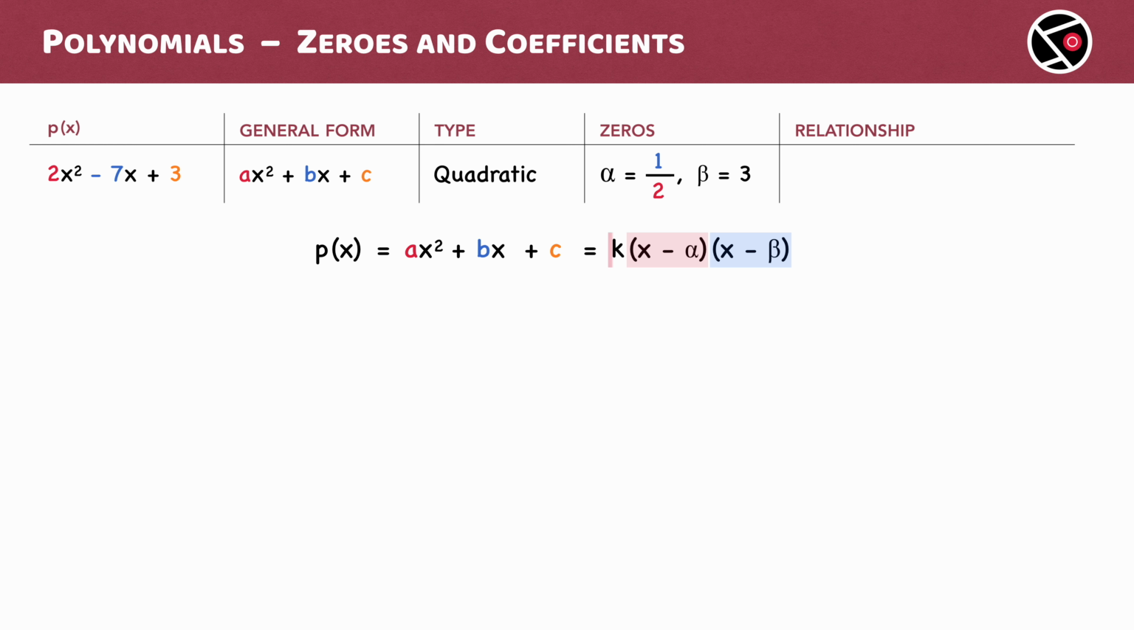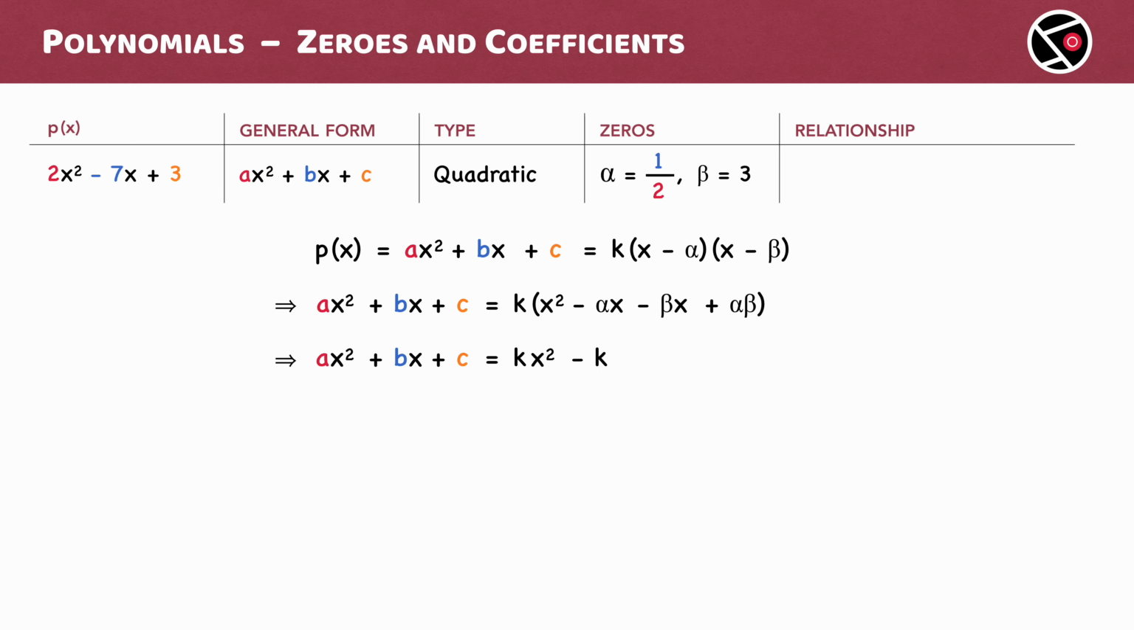We also need the factor k to account for the coefficient of x square. You will understand this better as we move ahead in this lesson. We have ax square plus bx plus c equals k times x minus alpha times x minus beta, or kx square minus alpha x minus beta x plus alpha beta, or kx square minus k times alpha plus beta times x plus k alpha beta.